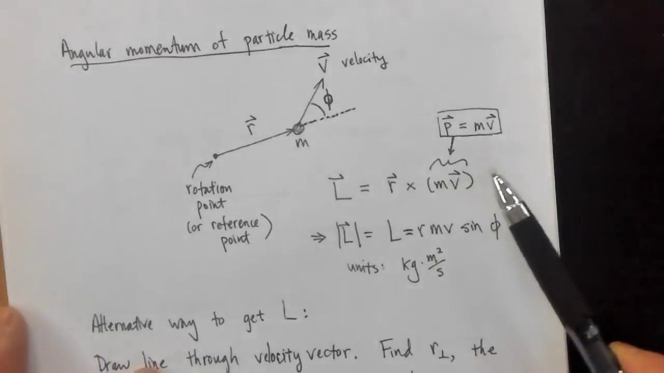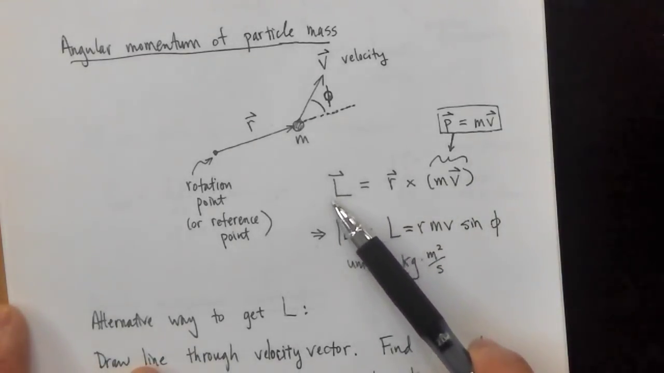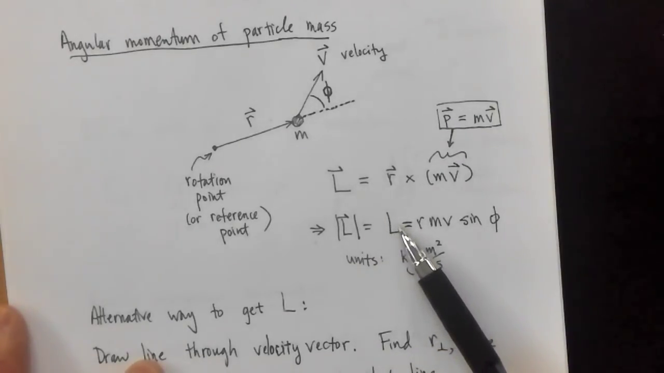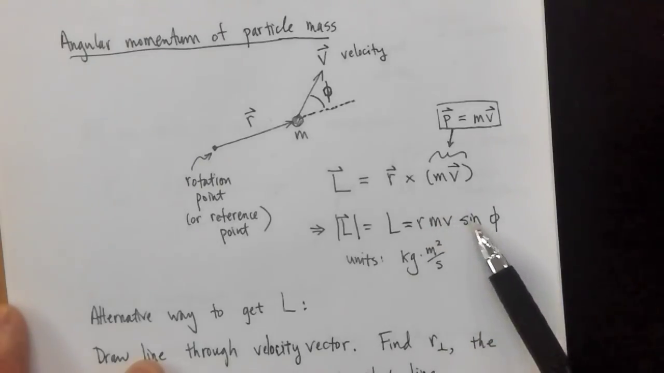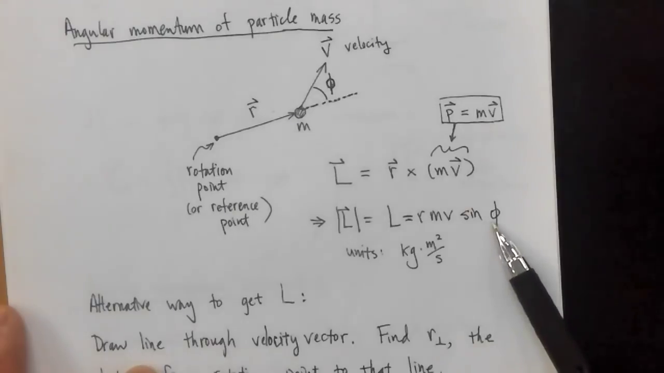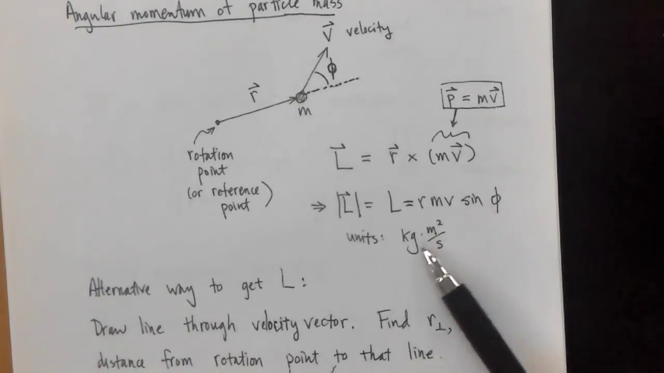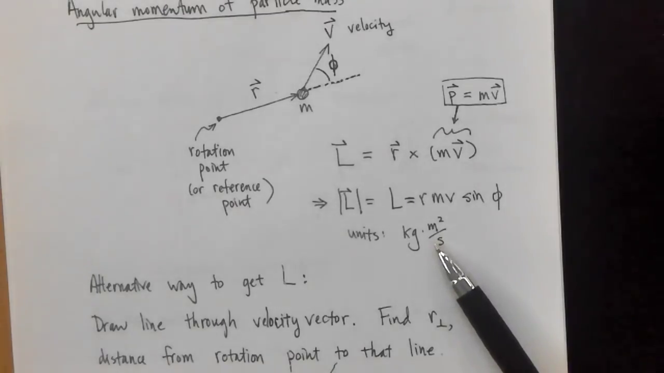It doesn't matter. So if I now calculate the magnitude of the angular momentum, which has the symbol of L, it will be r times m times v, just the magnitudes multiplied together, times the sine of the angle between the two vectors, r and v. Okay. And the units are kilograms meters squared per second. Any questions?